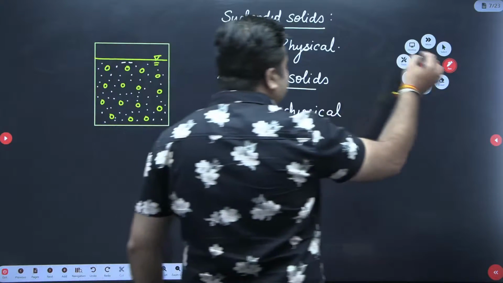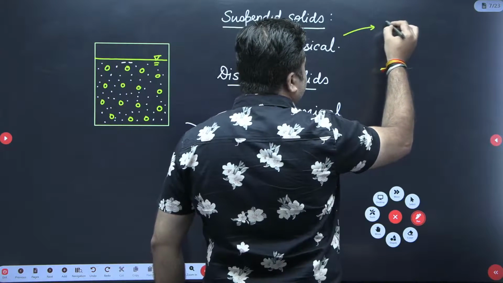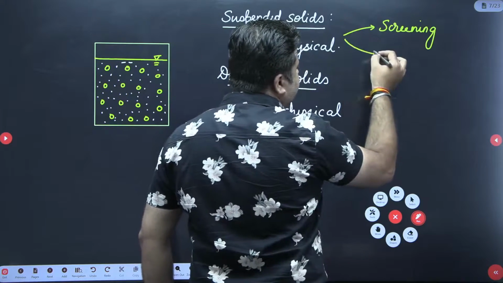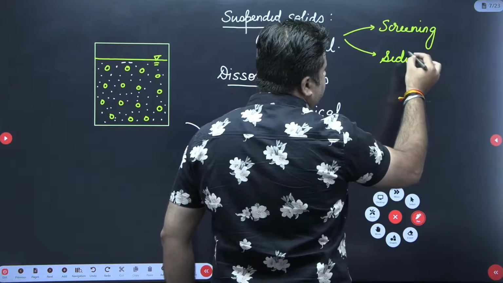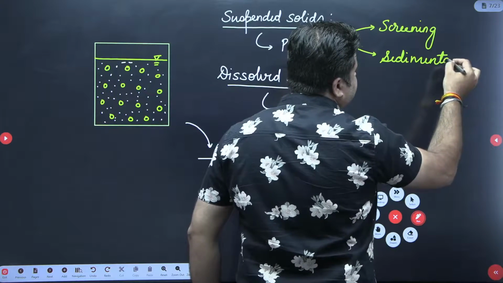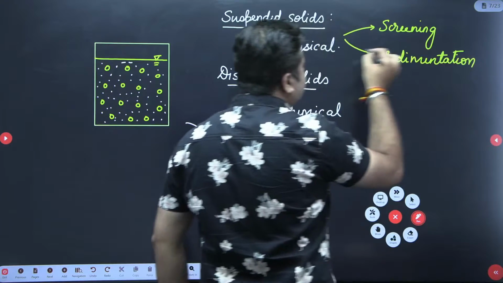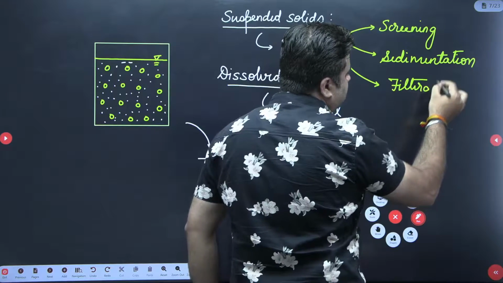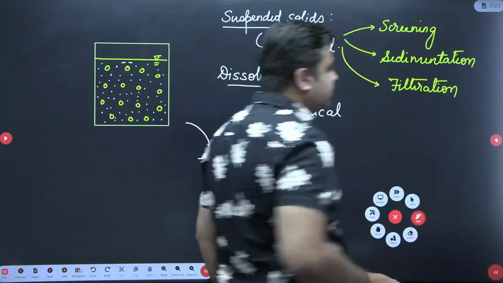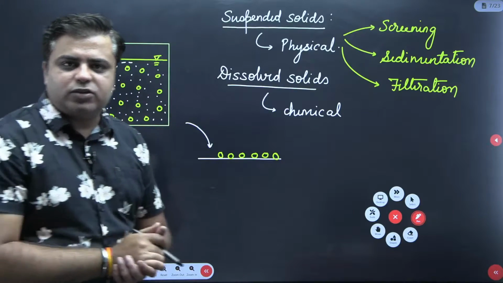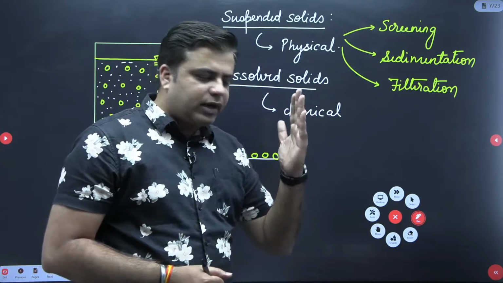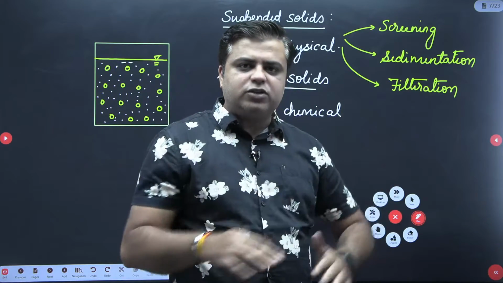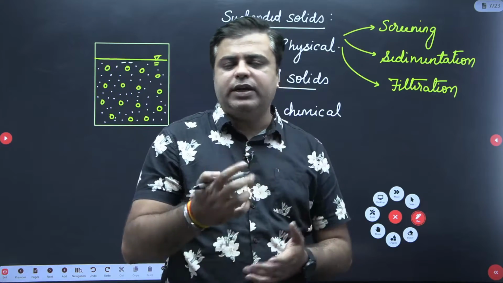One of the physical methods is screening. Then the next physical method is sedimentation, and the third physical method is filtration. Means physically you are doing something with the suspended solids in order to remove them. Either you are restricting the entry of the suspended solids, or you are allowing the suspended solids to settle out. That is how we define the physical methods.